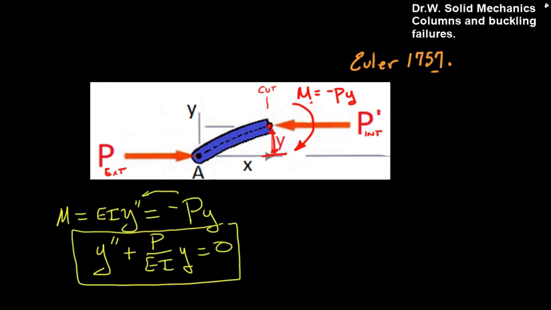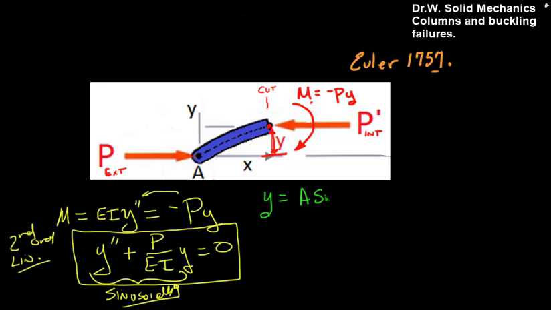And we should recognize that as a second order ordinary linear differential equation. And that's one whose solution is well known. It's sinusoidal in nature, which is a hint that this beam, as it begins to undergo buckling failure, is doing so in a sinusoidally shaped fashion. We know from differential equations the form of this solution in general will be y is equal to a sine of kx plus b cosine of kx.